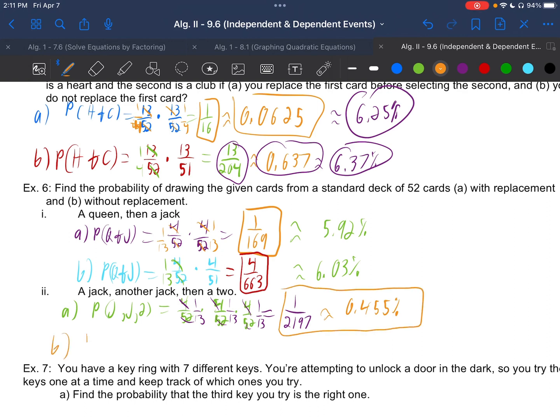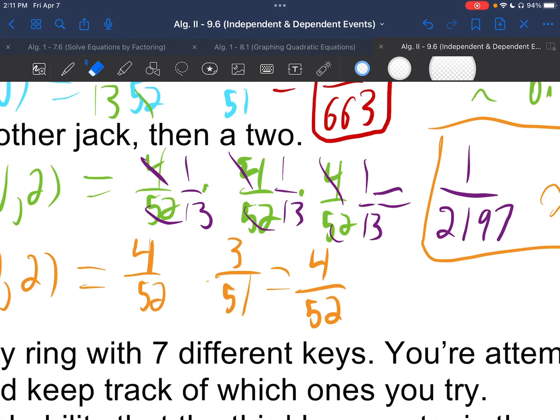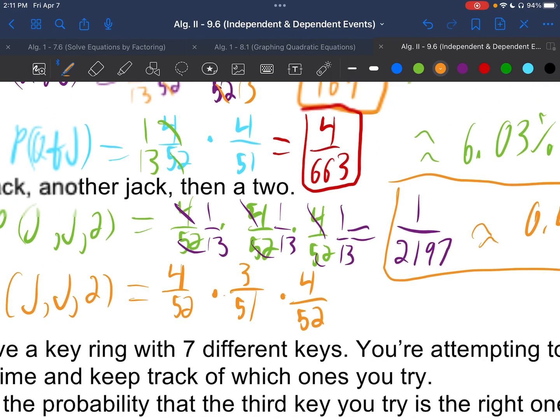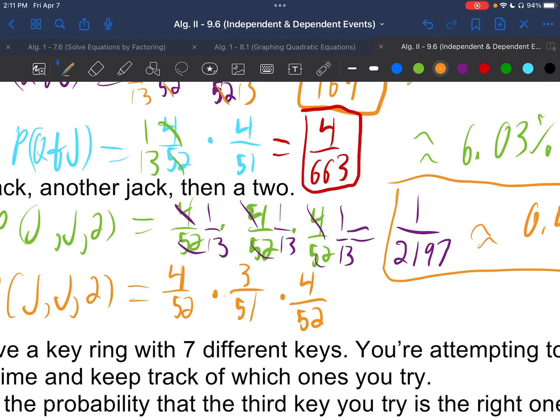Now the probability that if you take the cards out, you get a jack, another jack, and a 2. Well, the first jack, 4 out of 52. The second jack, there's only 3 more jacks in the deck, and there's 51 cards. And then the 2, there's still 4 2s, but there's only 50 cards in the deck now. I put equals for those, but I meant to put times. Let me fix that real quick. All right, so the 4 out of 52 still reduces to 1 over 13.